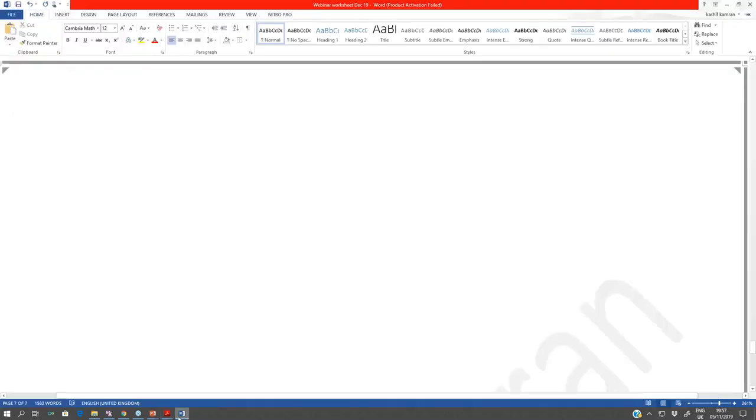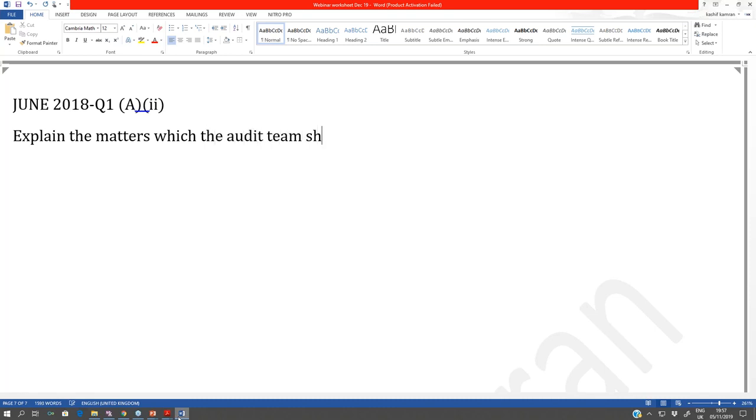Let's find the answer for this. June 2018, question number 1, A and A2. And this question is asking us to identify and explain the matters which the audit team should approach with a high degree of professional skepticism. And the examiner is giving us 9 marks for this.